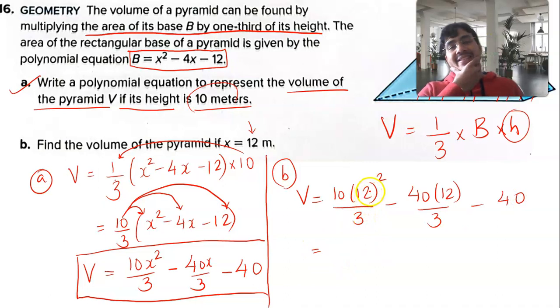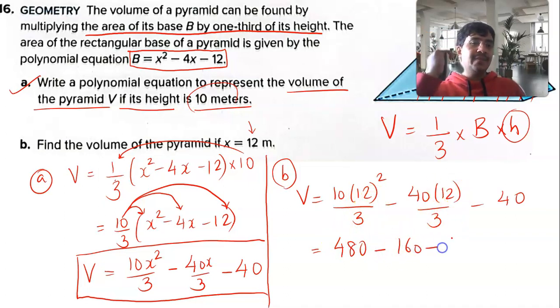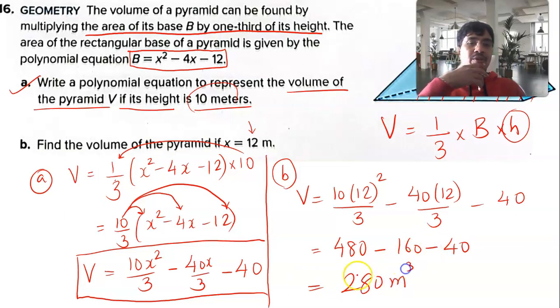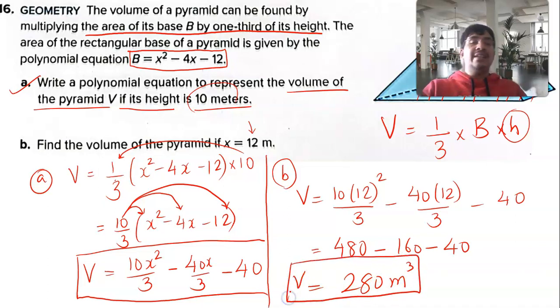Now this is actually easy. There are two 12s here. If we divide one 12 by 3, it will be 4. So 4 times 12 is 48, and 10 times 48 is 480, minus 4 times 40 which is 160, and minus 40. So it's 480 minus 160 minus 40, which is 280. So the volume is 280 meter cube. Because it is volume, you have to write meter cube. That's how you solve this question. I hope you understood. Let's move on to the next one.